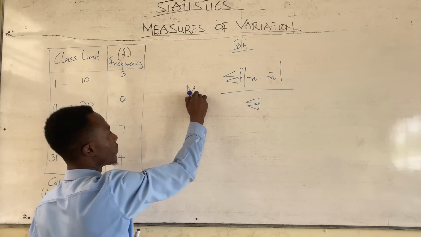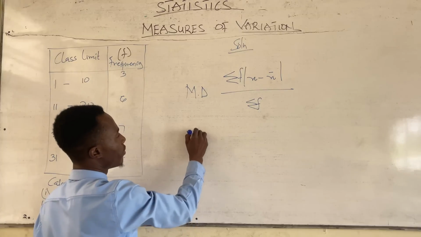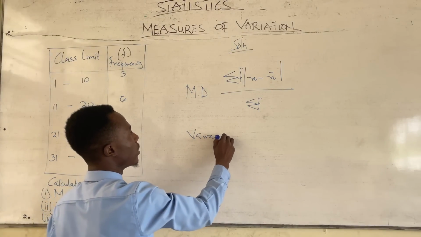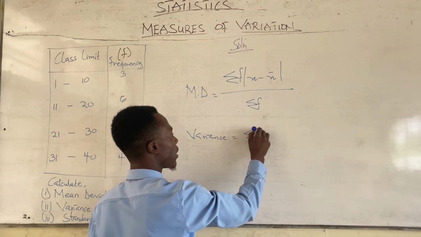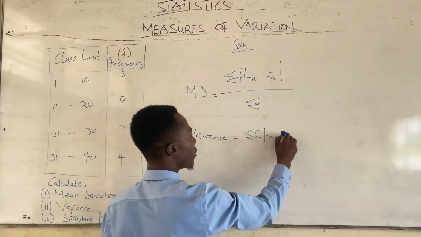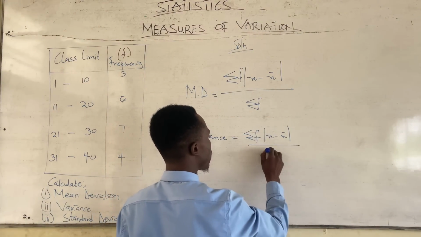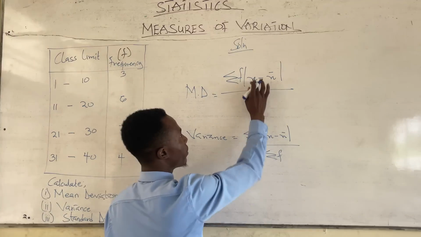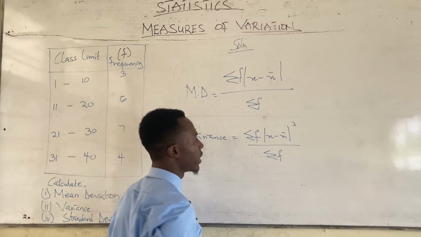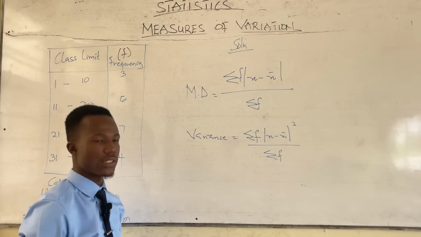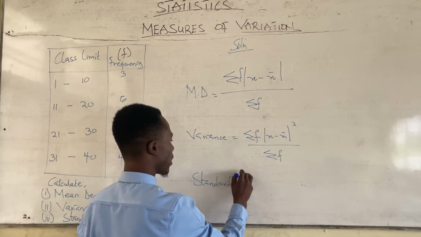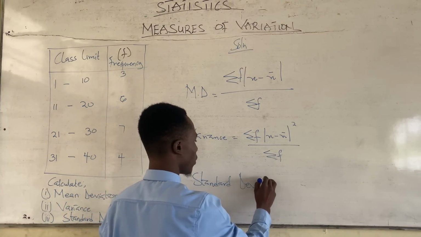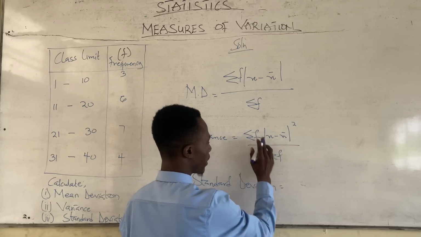So this is for the mean deviation. Then if you want the variance, it's the same thing as the mean deviation, but we are going to square it: summation f times x minus x bar, squared, over summation f. So this is the same as this, but you just square it like this to become the variance, right? Then when you are looking for the standard deviation, it is the same formula.